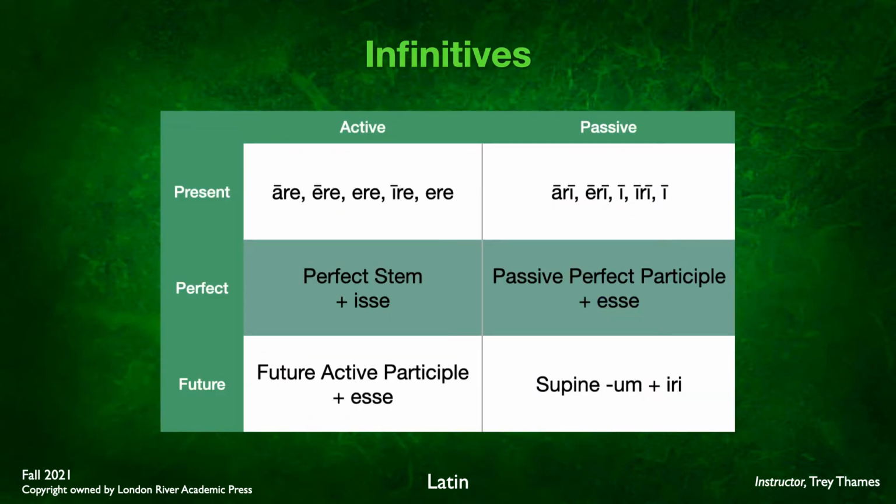So just by way of a summary, here are the forms: the second principal part with the ARE or ERE, etc. That's the present active. The present passive, you've got the same form, but the final E shifts to a long I, AR-I, ER-I, etc. Perfect active infinitive is the perfect stem plus isse. The perfect passive infinitive is the perfect passive participle plus esse. Future active is the future active participle plus esse. And then finally, the future passive is the supine in basically the neuter form plus īrī. Again, we won't worry about that future passive too much.